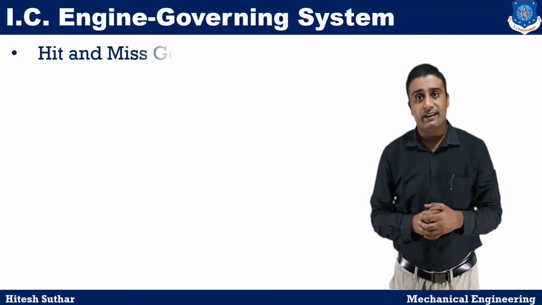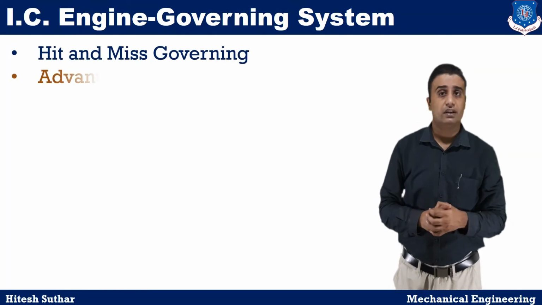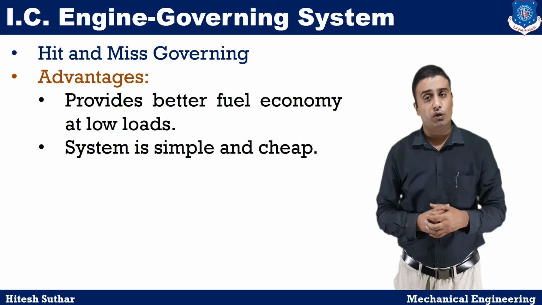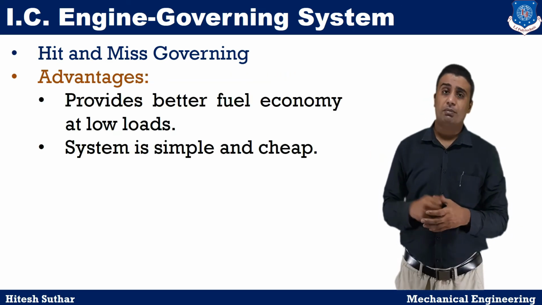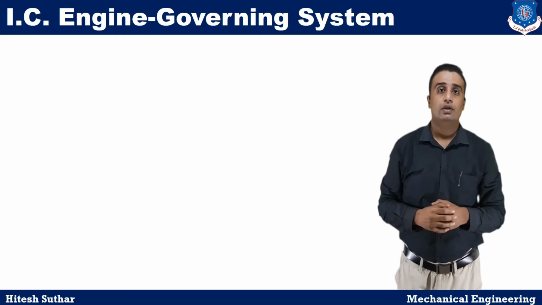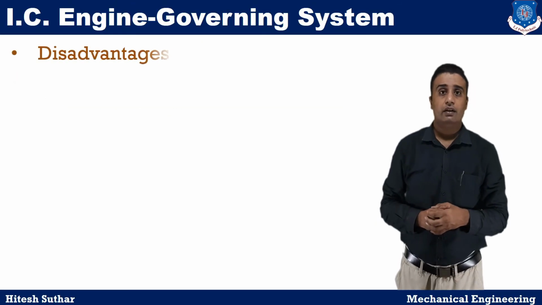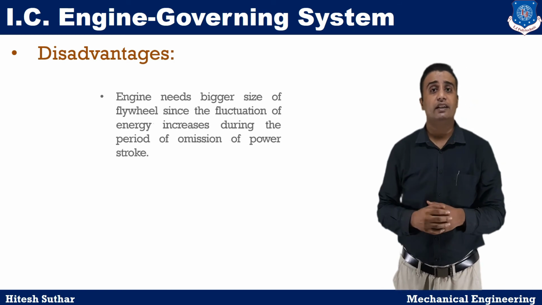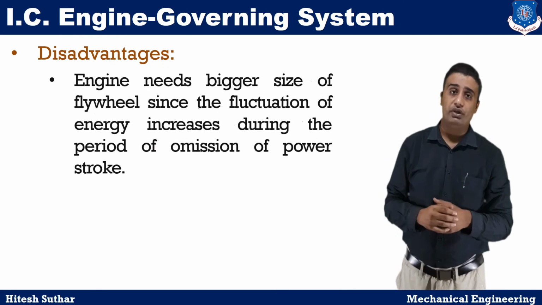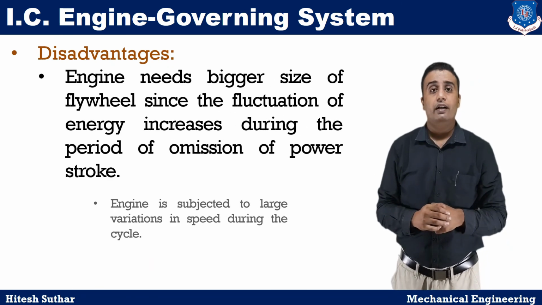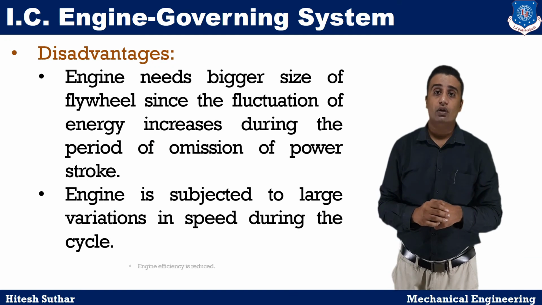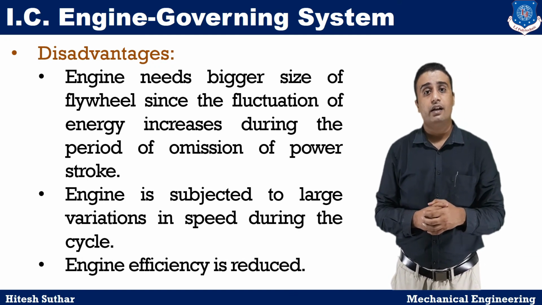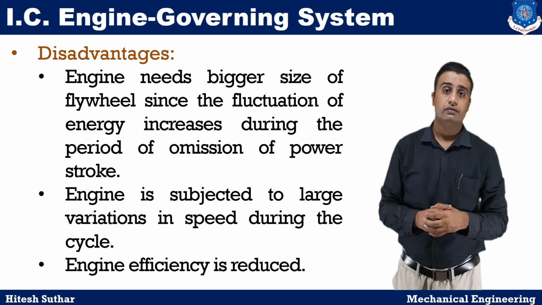Let's discuss some advantages and disadvantages of hit and miss governing system. Start with the advantages. Provides better fuel economy at low loads. System is very simple and cheap. Moving on to the disadvantages. Engine needs bigger size of flywheel since the fluctuation of energy increases during the period of omission of power stroke. Second, engine is subjected to large variation in speed during the cycle. And the last is, engine efficiency is reduced.